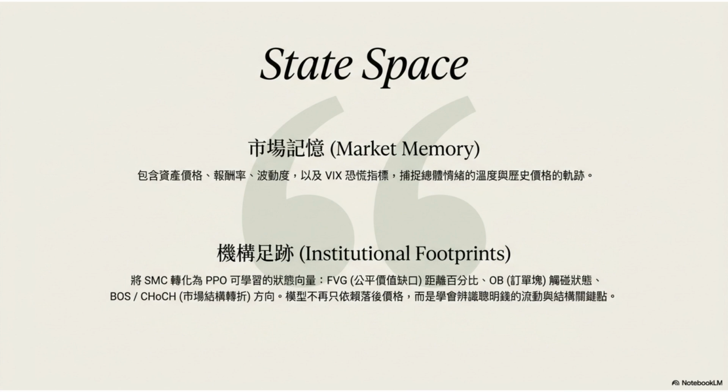In this research, the state space includes not only traditional features such as price, return, volatility, and VIX, but also SMC-related features. For example, FVG distance percentage indicates how far the current price is from an imbalance zone. Order block touch status indicates whether price has revisited an important institutional zone. BOS and CHOCH help the model understand whether market structure is continuing or changing.